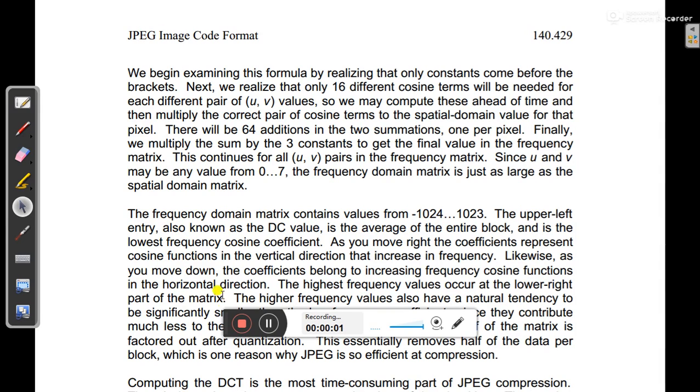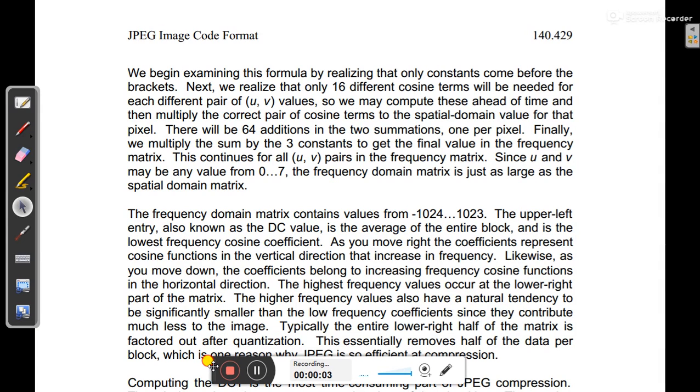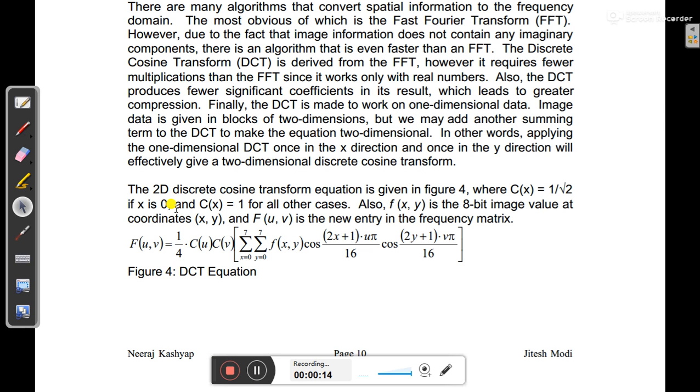Hello student, I am going to start from the last video, where we were discussing the JPEG image conversion technique. We concluded the last video with this equation, the discrete cosine transform, which is used to convert the pixel information, or the image information, into the frequency domain using the discrete cosine transform functions.